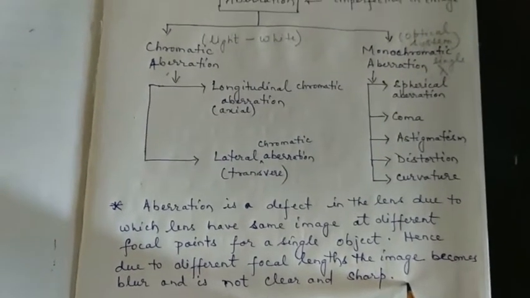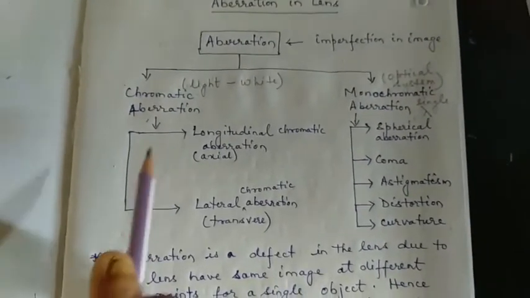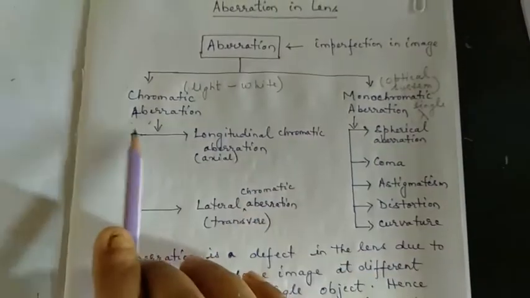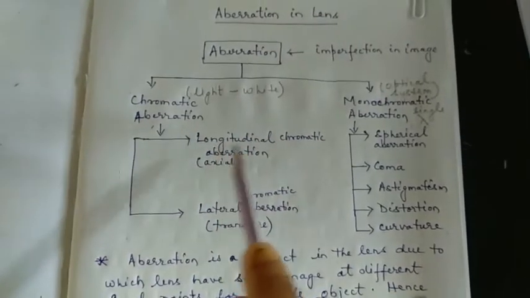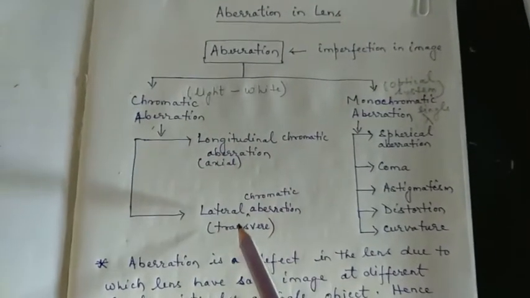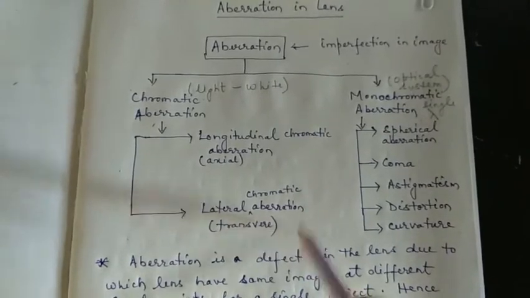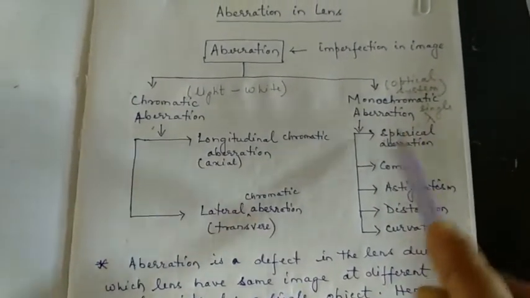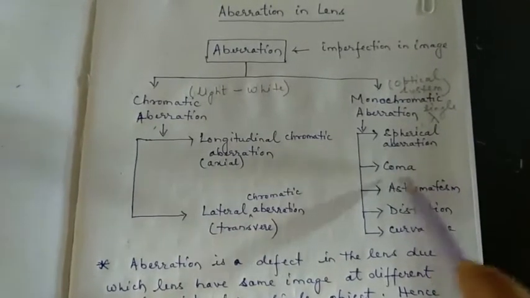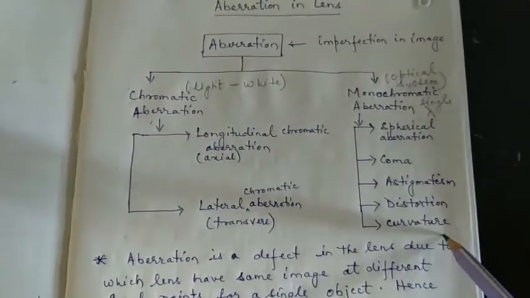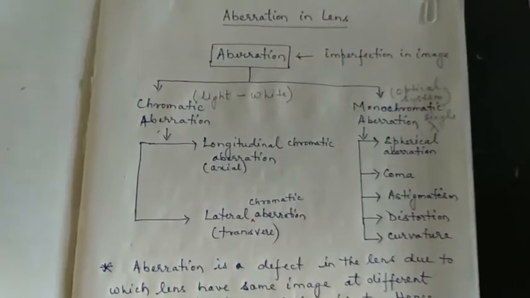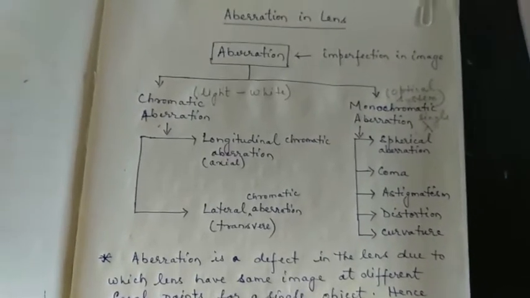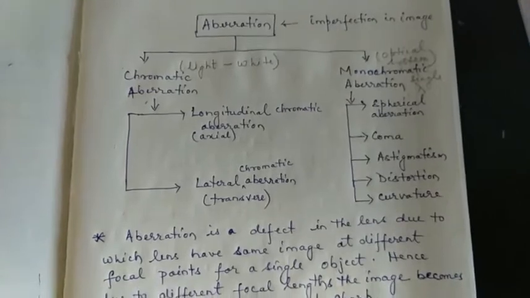Now we will be studying the classification of aberration. Aberrations are classified, as you have seen here, into two categories, chromatic aberration and monochromatic aberration. Chromatic aberration is again classified into longitudinal chromatic aberration and lateral chromatic aberration. The monochromatic aberrations are classified into spherical aberration, coma, astigmatism, distortion, and curvature. These are the different classifications of aberrations depending upon the positions of the focal points for the different rays.